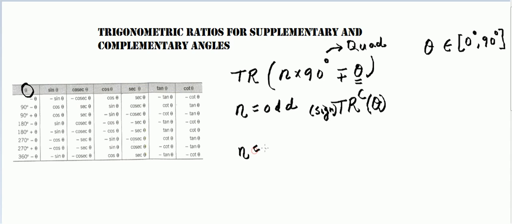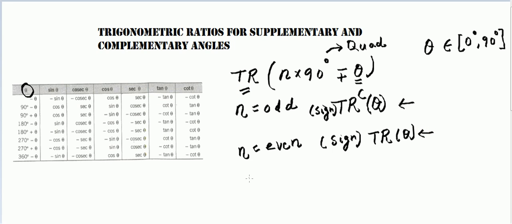Now if n is even, we follow the same concept. Sign is determined by the quadrant and we take the same trigonometric ratio for theta. So note the difference here. Here you take the complementary of this trigonometric ratio and here you take the same trigonometric ratio.